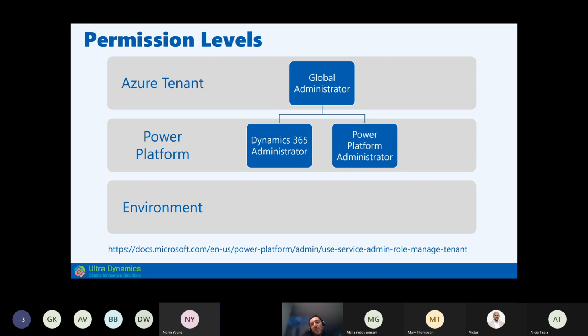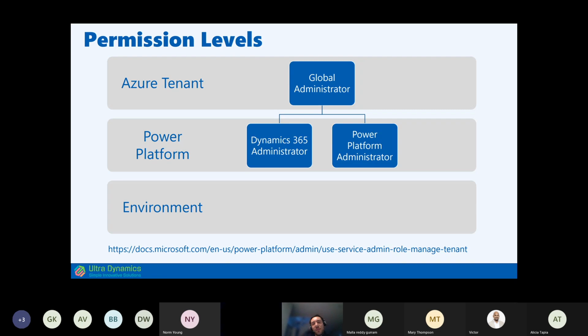So the Power Platform administrator basically gives you access to all the settings and all the environments in the tenant. So once you have that role, you can access any environment, any data, within the Power Platform. With Dynamics 365 administrator, you can access only the environments in which you are a member of the security group that is linked to the environment.